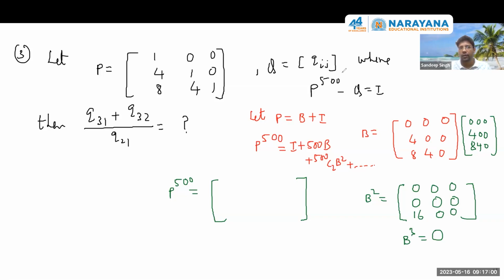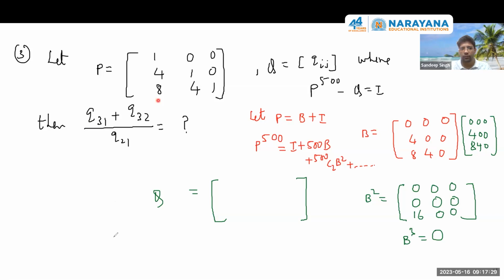And this you are separating. In fact, Q will be P power 500 minus I. So I shall write directly Q here. So Q will be, look above, P power 500 minus Q, this is I. So Q is this minus I. That means 500B plus 500 C2 into B square. So now you can calculate, correct? And you are only concerned with these elements. So you only capture these elements.